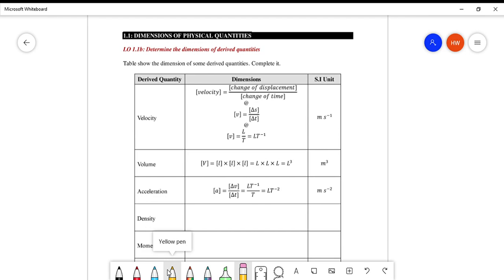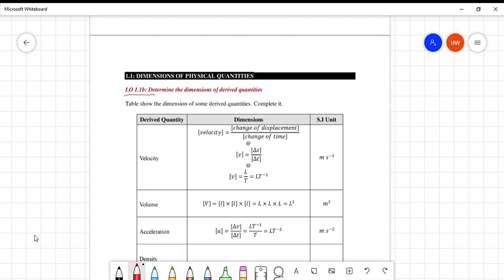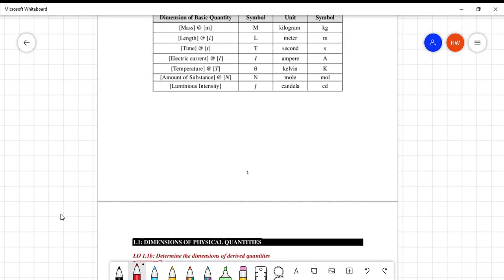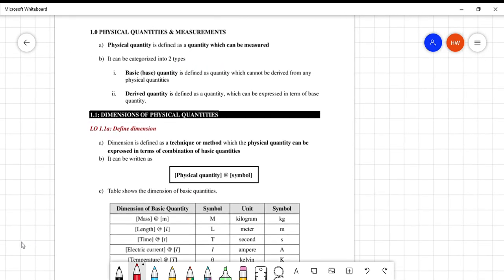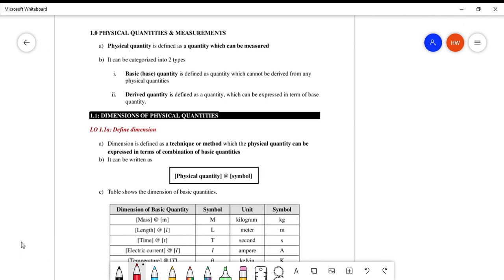Alright, so for today's class, we're going to do LO 1.1b, which is to determine the dimension of derived quantities. Before we go to this subtopic 1.1b, we need to do some revision on what you should have learned in lecture. So I'm just going to go through this first before we go through 1.1b in detail.